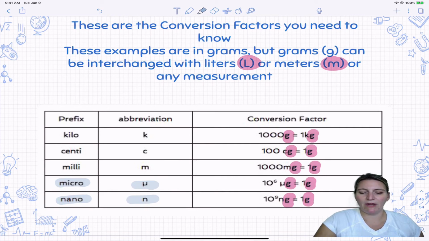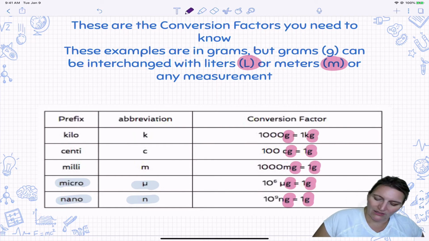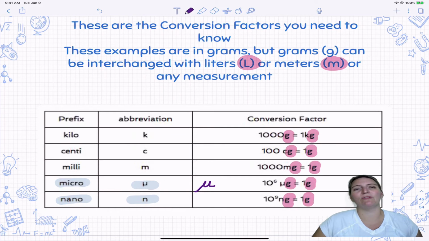So micro is... It's difficult because when you think micro, you want to think that its abbreviation is an M, but that gets real difficult because milli's abbreviation is an M. So what is micro's going to be? Well, it's basically the Greek letter mu. It's basically the Greek letter M.